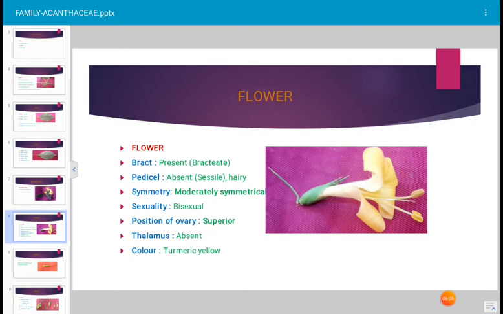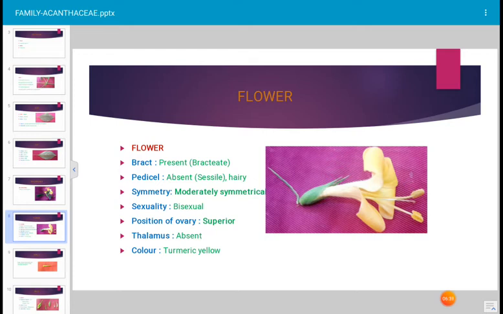Okay. In this flower, observe keenly, there is no pedicel. Pedicel means the stalk of the flower. The stalk is absent in the flower. If the stalk is absent, then the flower is described as sessile. In absence of pedicel, the flower is described as a sessile flower. S-E-S-S-I-L-E, sessile. And on the flower parts, small hairy growth is there.